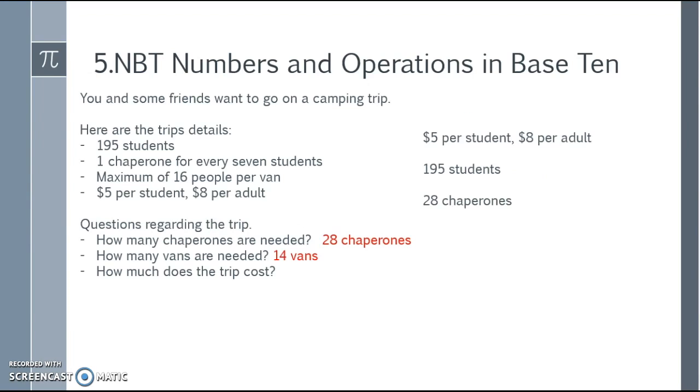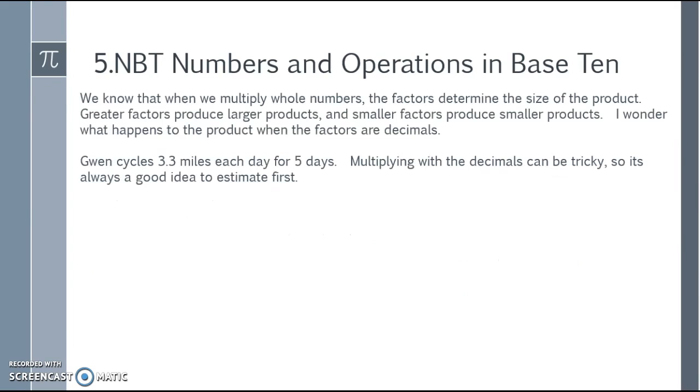How much does the trip cost? We know that it's $5 a student and $8 for an adult. We have 195 students and 28 chaperones. So 195 students times $5 is $975. 28 chaperones times $8 is $224. Adding them together, the total cost would be $1,199.